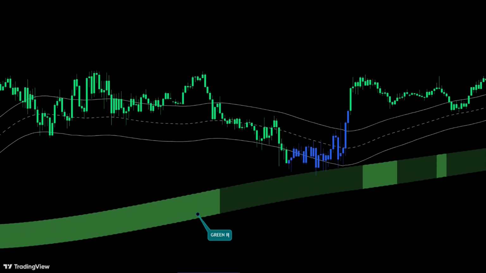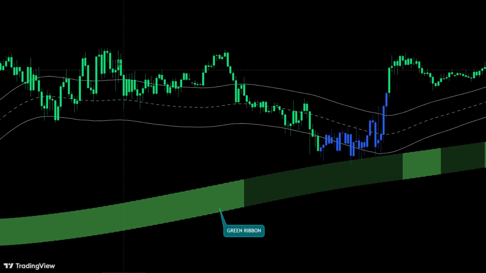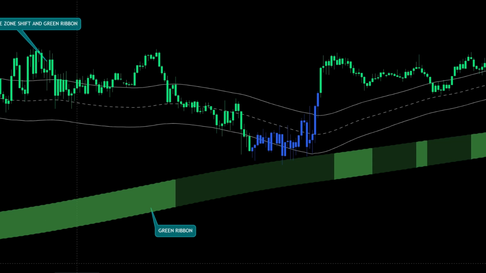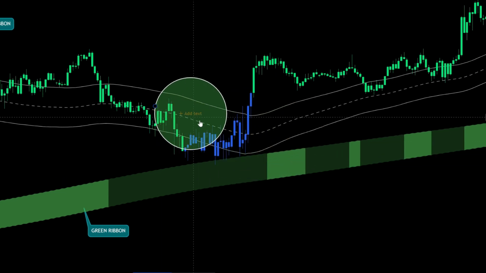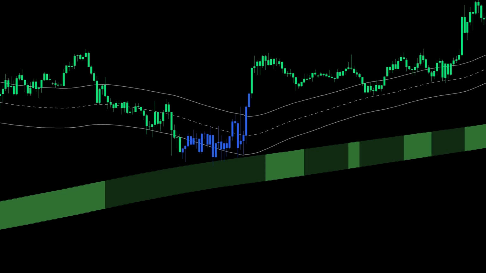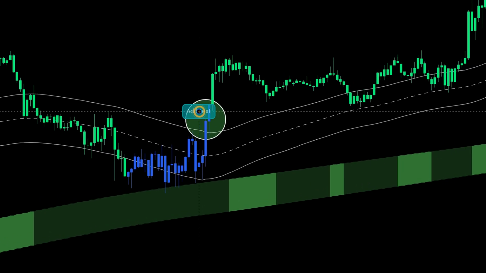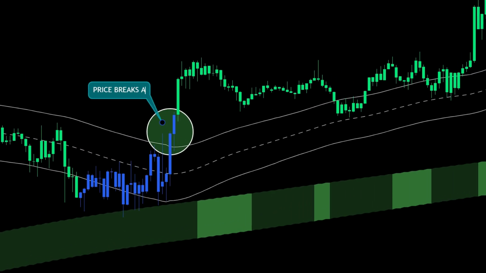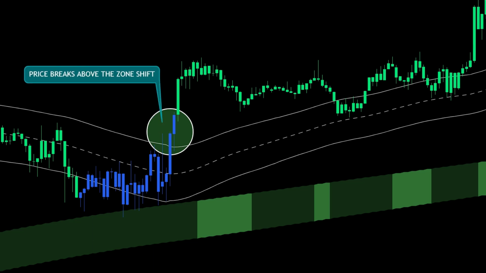Of course, it's the same exact logic for a buy trade, just completely flipped. If the Market Bias ribbon is green, we focus on buy only. We'd wait for the price to dip down into the green Zone Shift bands and then watch for the trigger candle to break and close back above the bands to signal that the uptrend might be ready to continue.